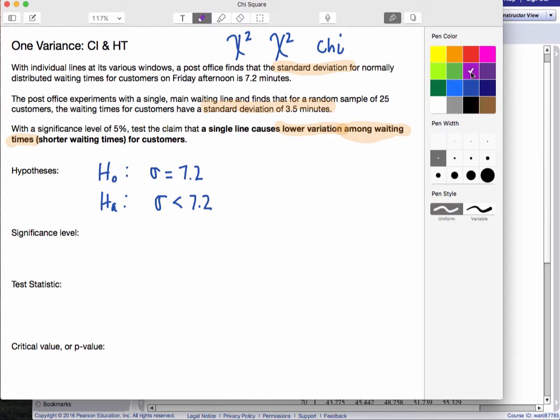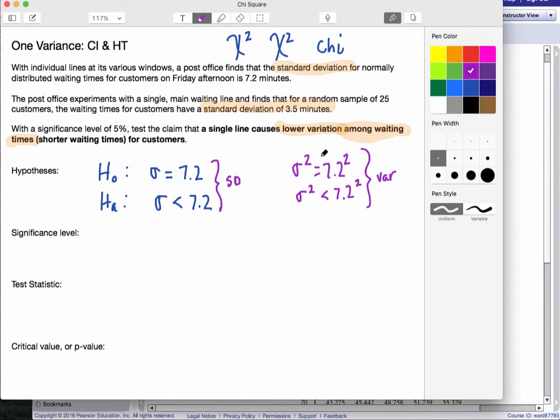So one note is sometimes textbooks will write out these hypotheses a little different. Some will say sigma squared equals 7.2 squared. And then the alternative, sigma squared is less than 7.2 squared. So this hypothesis, these right here, this is actually stated in terms of a variance. Sigma squared is a variance. So the hypotheses get written in terms of variances. These right here that we did are written in terms of the standard deviation. One is not better than the other or worse than the other. It's just different preferences among textbook authors.